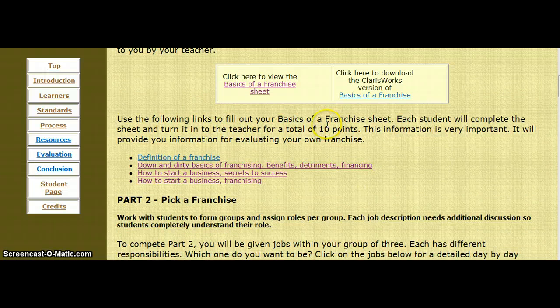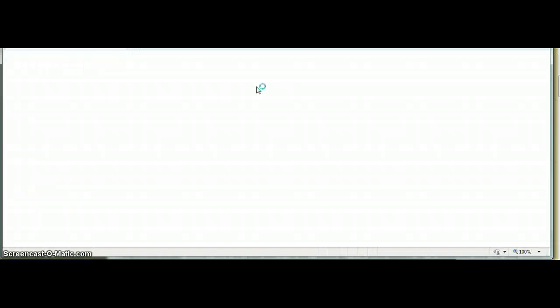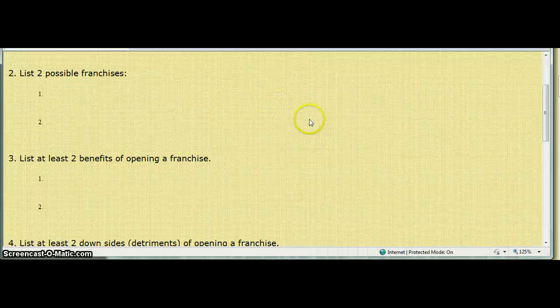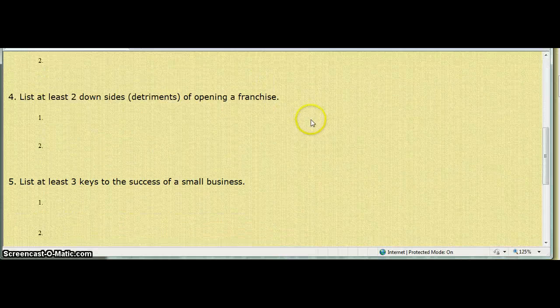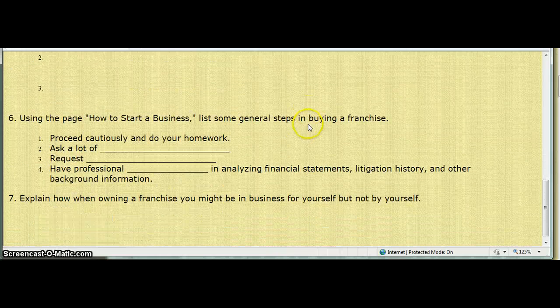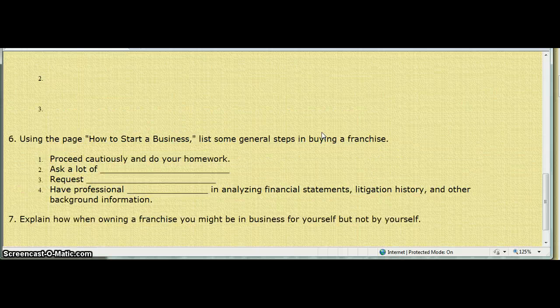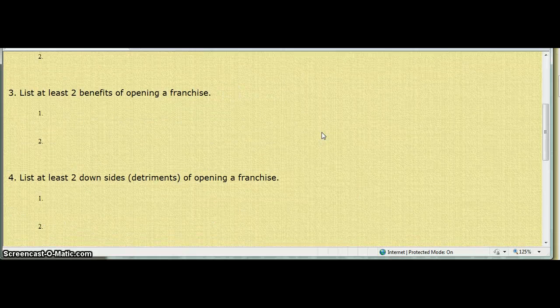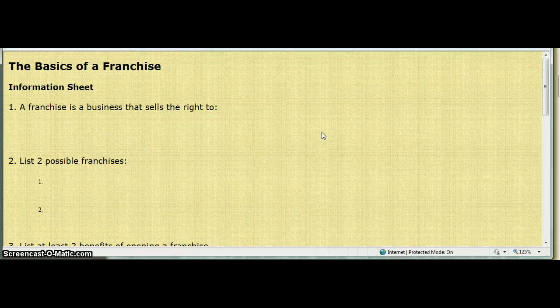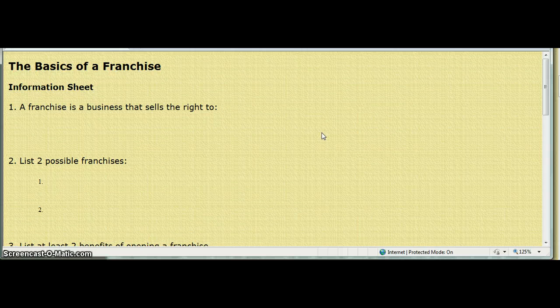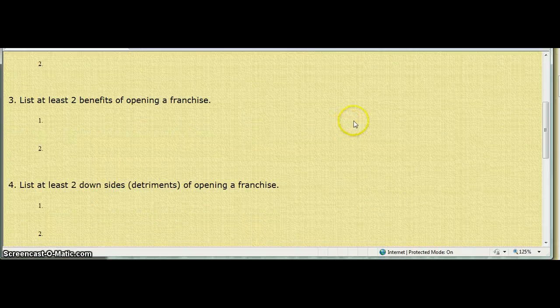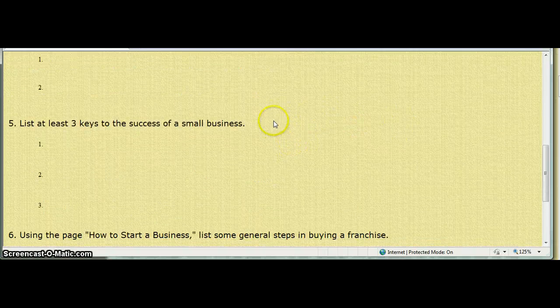One thing I didn't like, I don't know why it's not working. Oh, there we go. Her basic franchise sheet, I might have done it as a Microsoft Word document so that the kids can easily access it in case they have issues opening the link, because when I was going through it the first time, the link didn't come up right away. So that's one thing I may change if I were putting together this WebQuest.